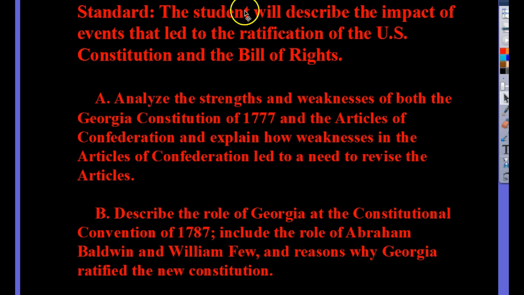We've got to describe the impact of events that led to the ratification, or the approval, of the U.S. Constitution and the Bill of Rights. In order to do that, we've got to analyze the strengths and weaknesses not only of Georgia's Constitution of 1777, but also the U.S. government's first constitution, the Articles of Confederation. Basically, we're going to explain how these things were weak in order to lead us to the U.S. Constitution. Then after that, we're going to talk about the actual Constitutional Convention where we wrote the U.S. Constitution and the men that played roles within writing that document.